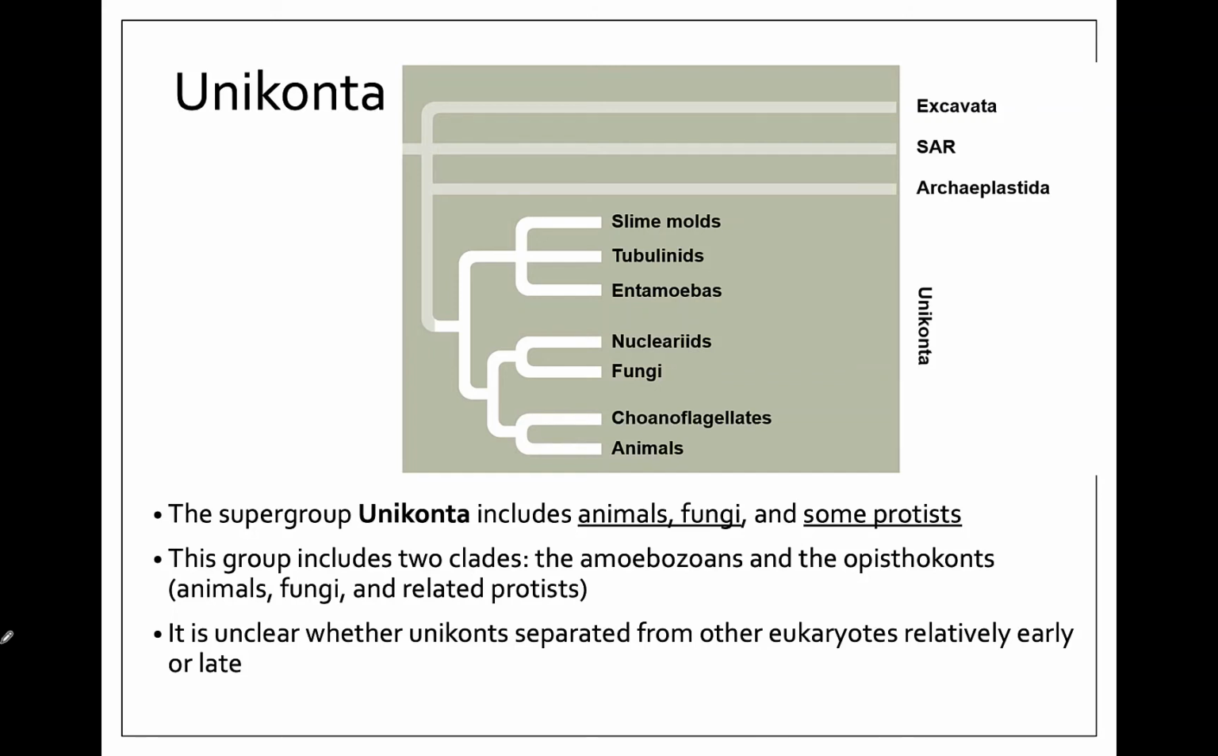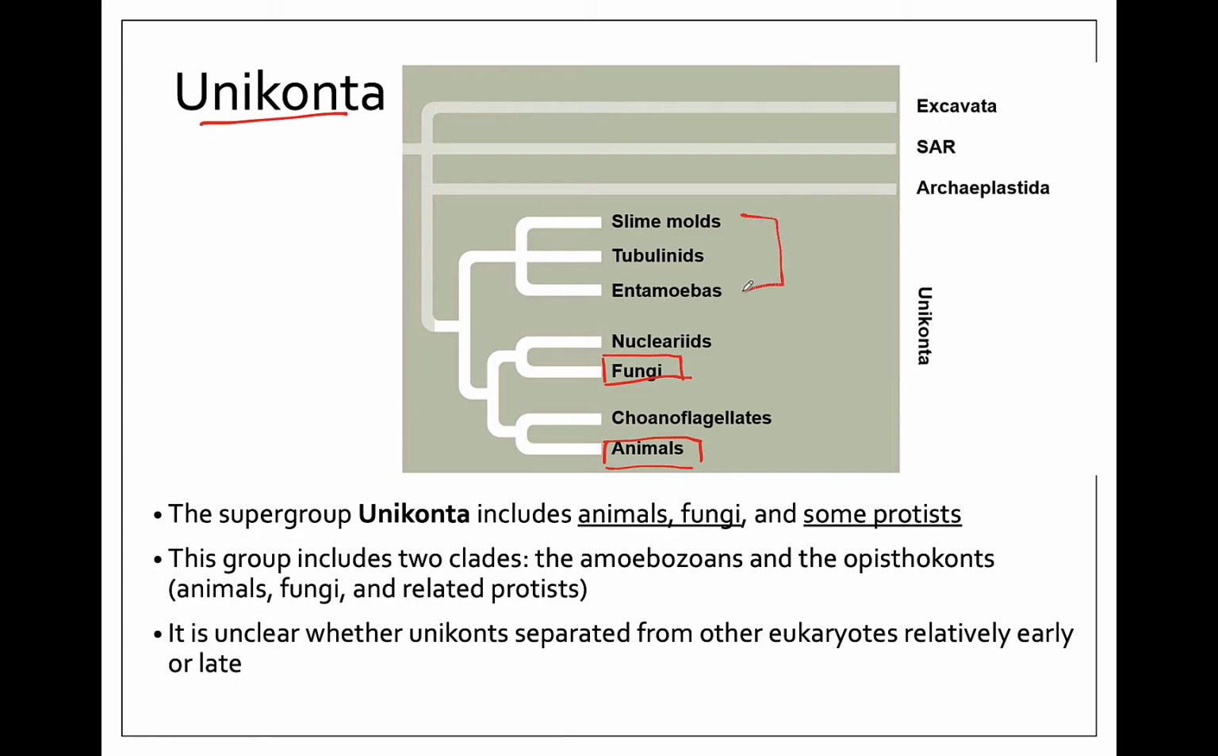The last supergroup of eukaryotes is Unikonta, and this has two kingdoms that you're familiar with. So there's the fungal kingdom right here, and then the animal kingdom. That's you. And this is made up of two sister groups. So these are both monophyletic.